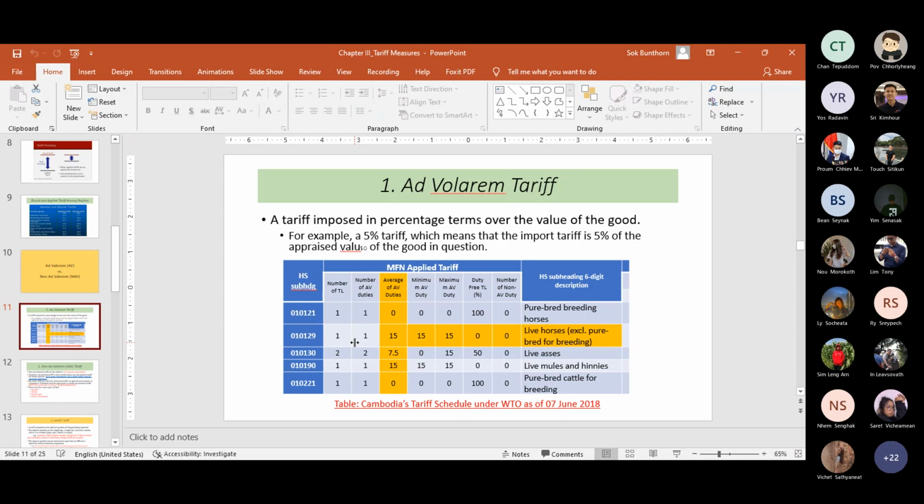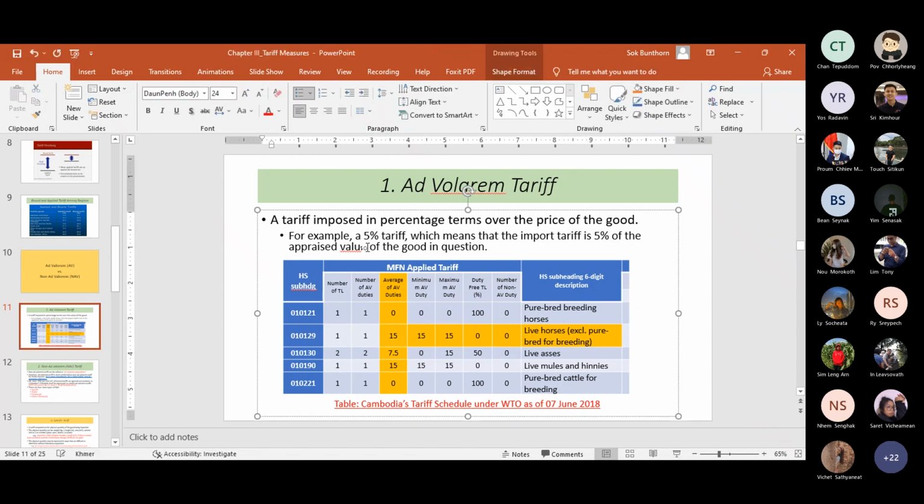In fact, we should call it the price of the good, because value and price are not the same. I want to tell you, in economic terms, price refers to something that we pay for the good, while value refers to something that the good can give back to us.